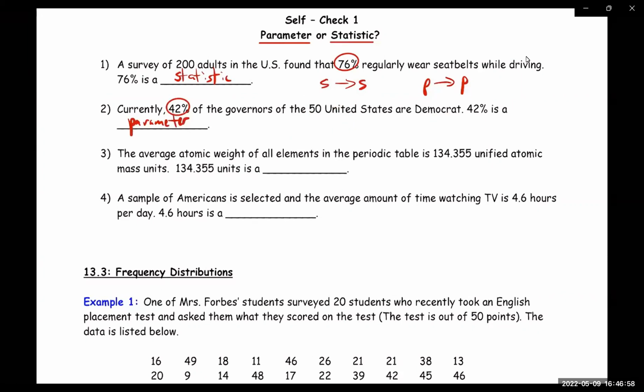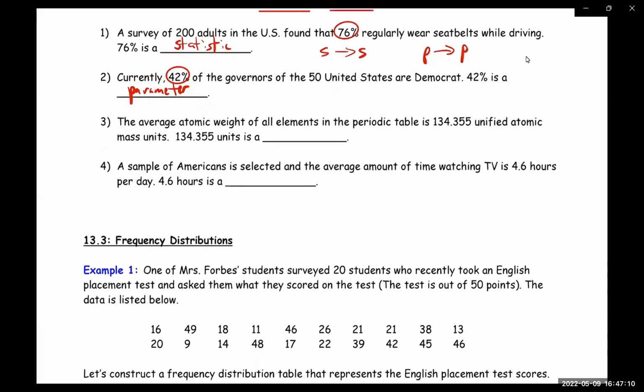because it's describing the population. The population is all 50 states in this case. 42% of all 50 states are Democrat, so therefore it's a parameter. So it can be a little tricky.